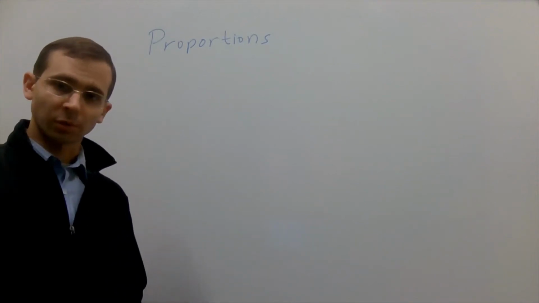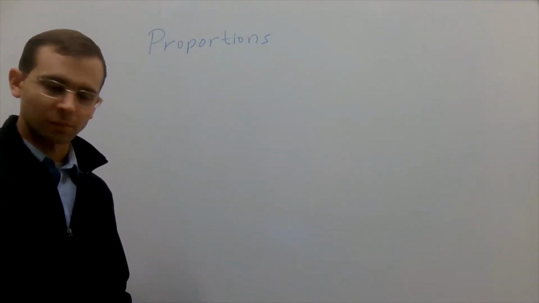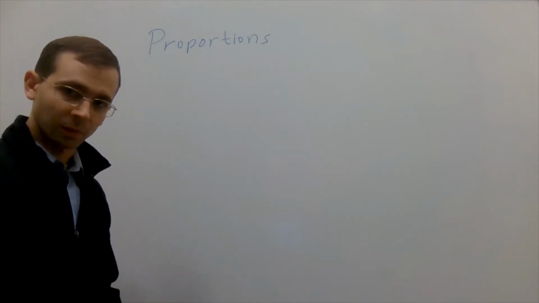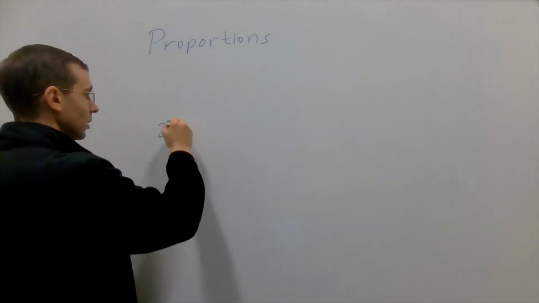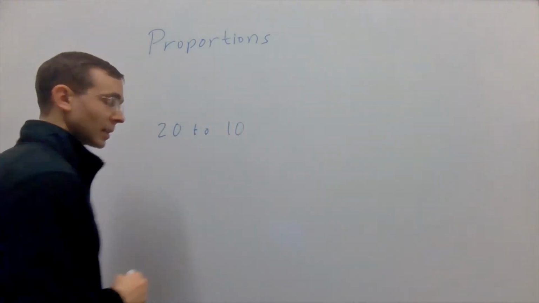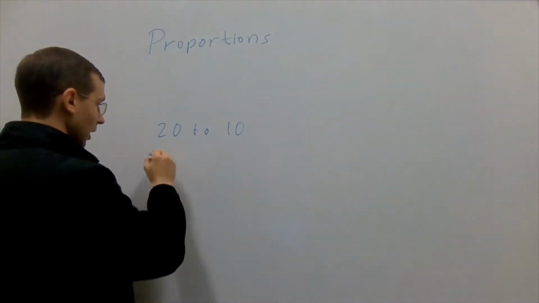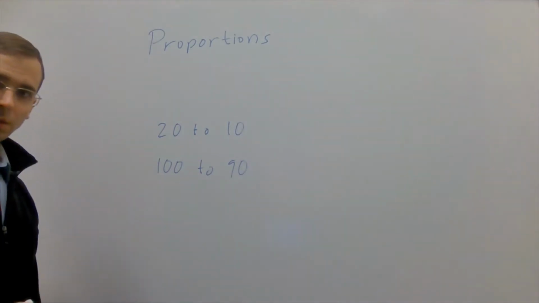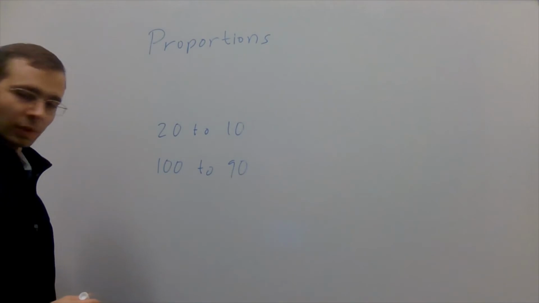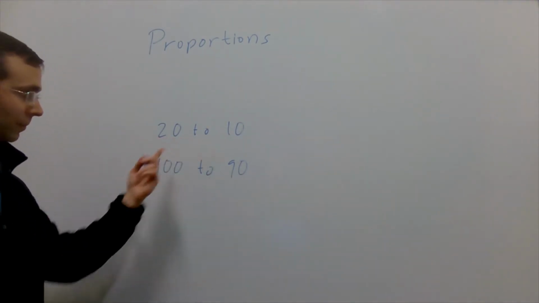Often enough, when you have numbers, you find yourself comparing them. Now there are different ways of comparing them. We could compare, for instance, 20 to 10, and say that's the same comparison as 100 to 90, via subtraction, right? They're both 10 apart.